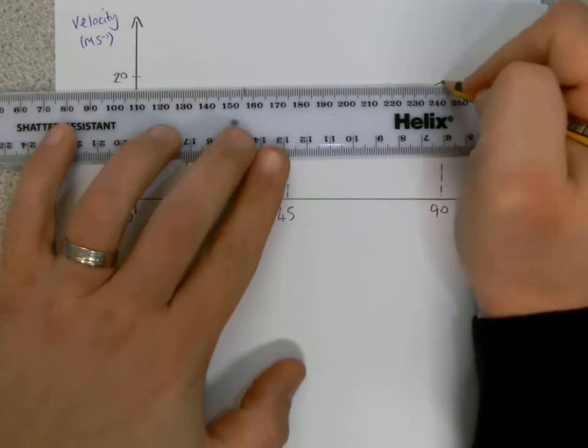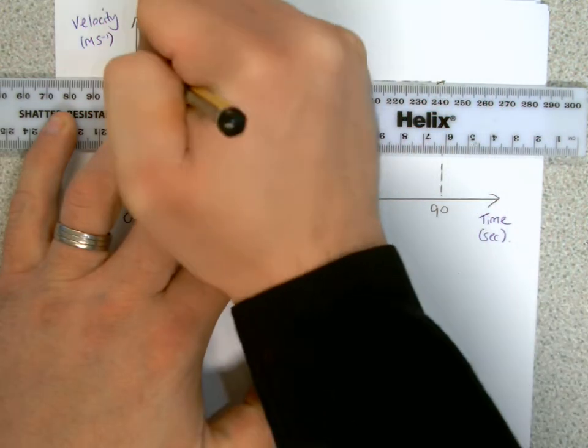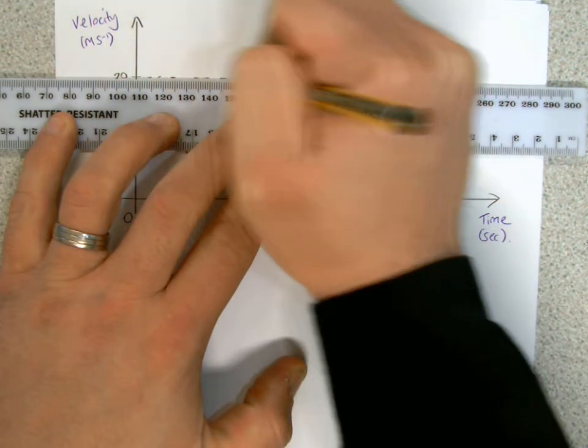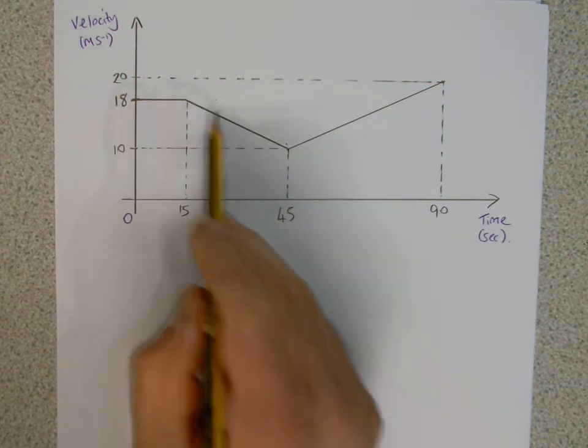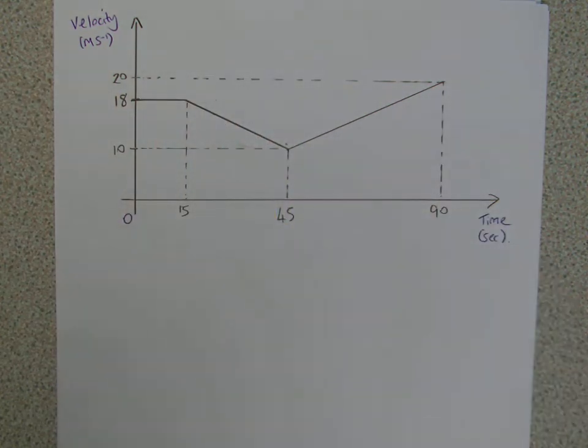And just for completeness sake, we could use a dotted line, just to show it's taking us to our values. Don't do a full line, because this is our full line here, our complete line, that's describing the velocity over that time interval. So we've done part A.